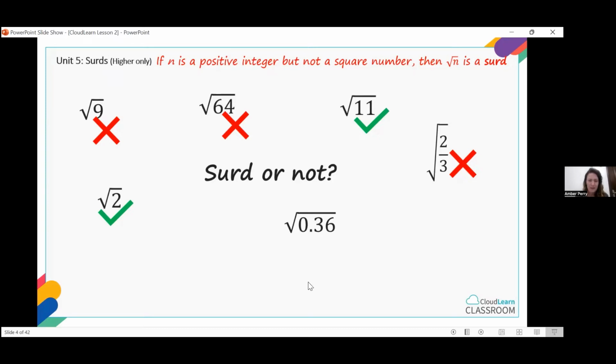So here we've got the square root of 0.36. Think about the rules. A surd has to be a whole number, a positive integer, but not a square number. Let's have a go.